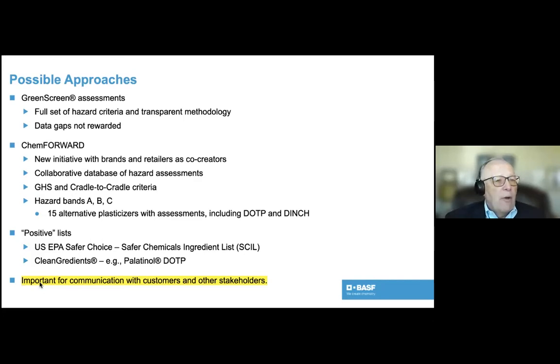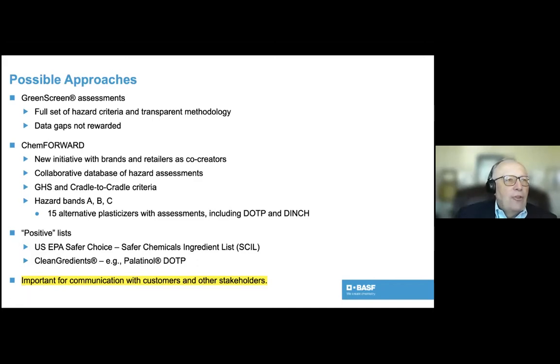More recently, we've been involved with ChemForward that Lauren mentioned a couple of minutes ago. It's a new initiative co-developed with some brands and retailers, which I think is very important because the market pull for safer and more sustainable materials is really coming from that area. So having something that's co-developed, I think is very important. It's a collaborative database of hazard assessments, and I think the collaborative part is really important because you end up having some shared costs. These things, as they're becoming more and more popular, tend to be more and more expensive. And so I think that's one of the real benefits.